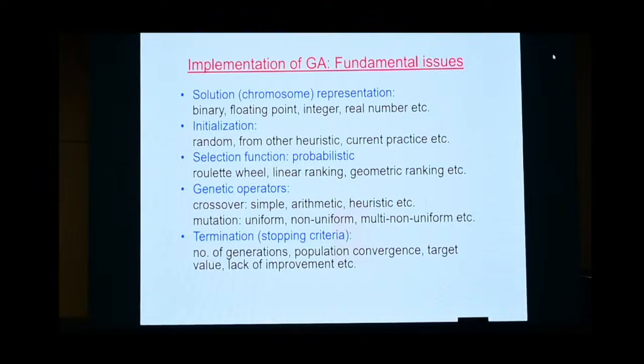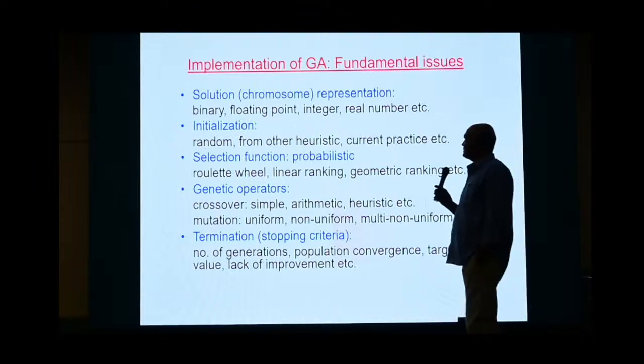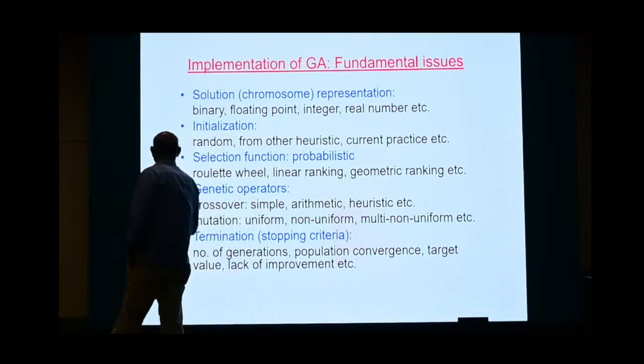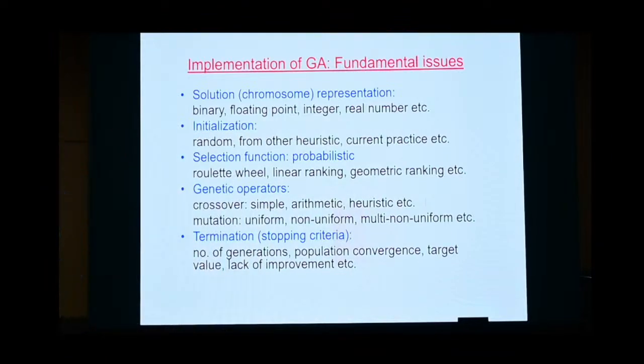These are some fundamental issues. If you want to apply the genetic algorithm to your problem, then these are the fundamental issues, like solution representation. How to represent the solution? There are many types, like binary, floating point, integer, or real number. Similarly, the initialization. Initialization can be a random one, or you can choose another method for initialization.